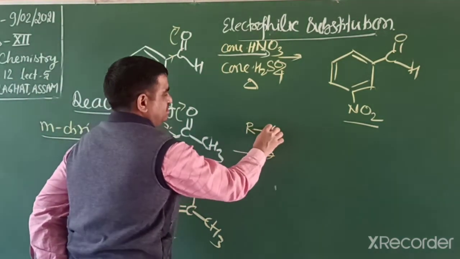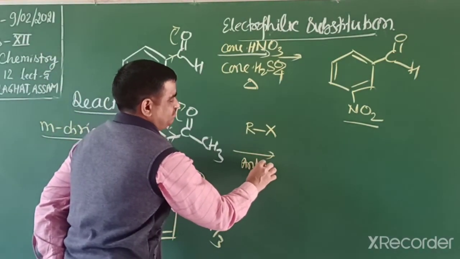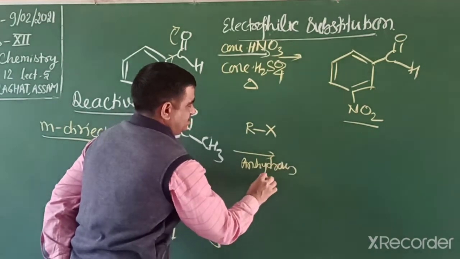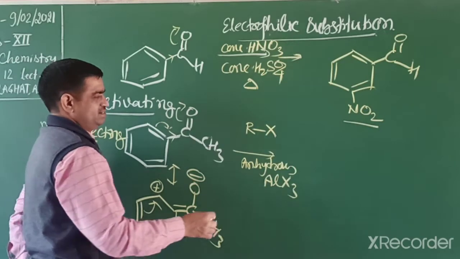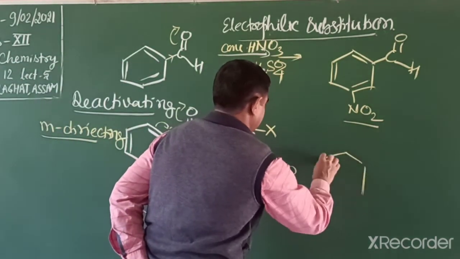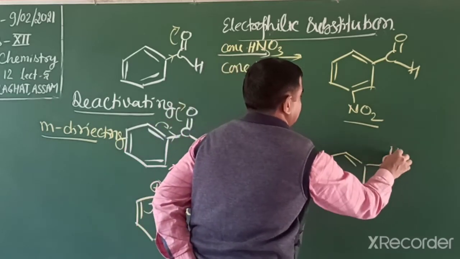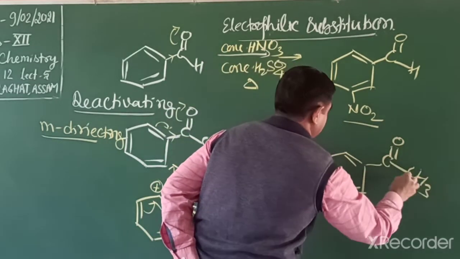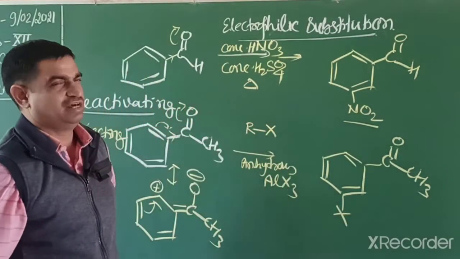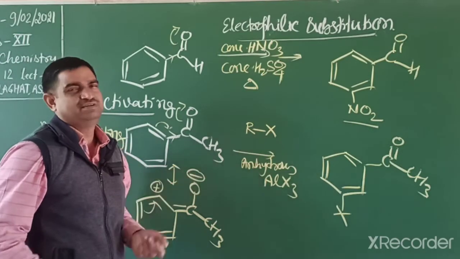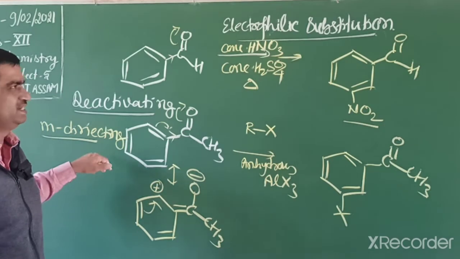Friedel-Crafts alkylation means RX plus we need a Lewis acid, anhydrous aluminum halide. Generally we take chloride or bromide. Then the product is meta-halo aldehyde or ketone, and other reactions also, but the product is of slightly lower yield. So these groups are deactivating groups and meta directing.